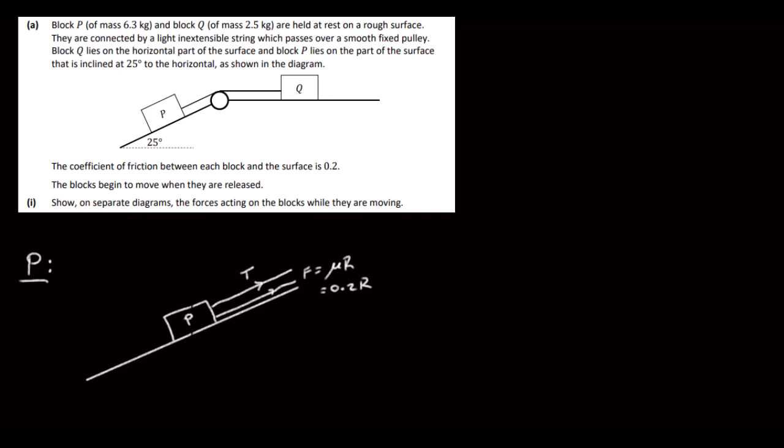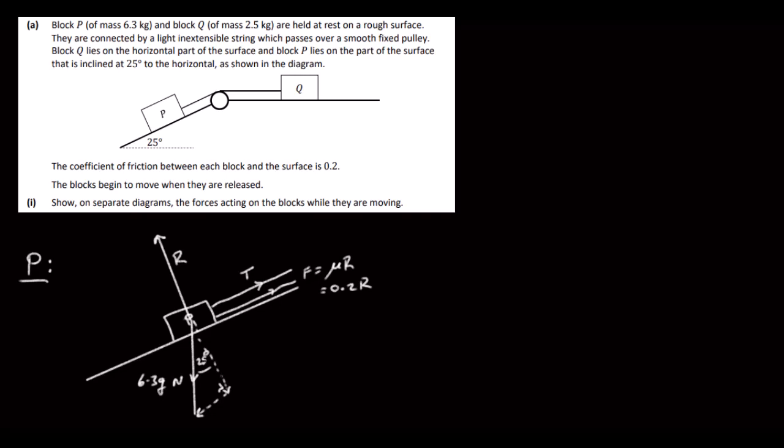Now R in this case is going to act in this direction, perpendicular to the plane. That's the normal reaction here. And then you have a weight acting in this direction here. The mass is 6.3, so it's going to be 6.3 g newtons acting in that direction. So we could just break this down into its component parts, so we have two vectors going in those directions. This is 25 degrees in here.